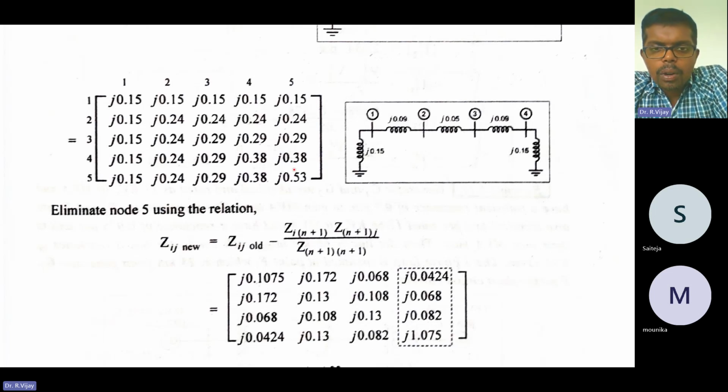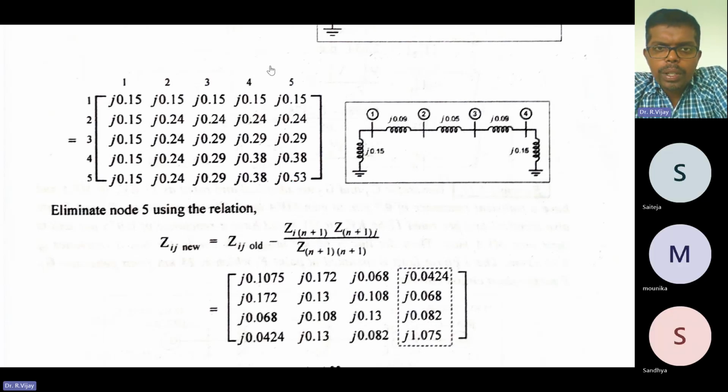And whatever answer we wrote, how does this 0.53 come? How does this 0.53 come? It is j into 0.38 plus 0.15. Take your scientific calculator and calculate it, and you get the answer as j into 0.53.